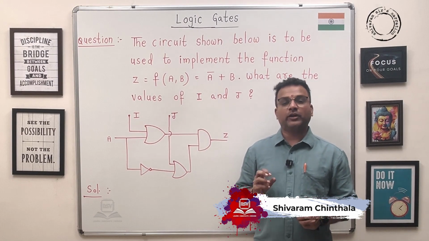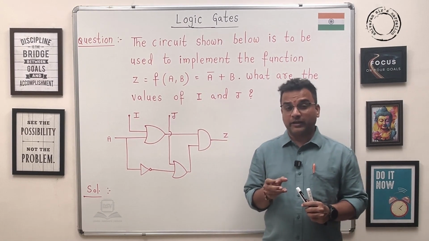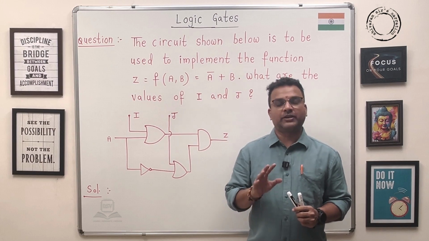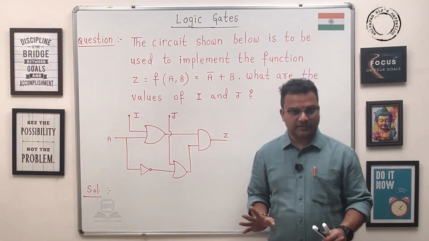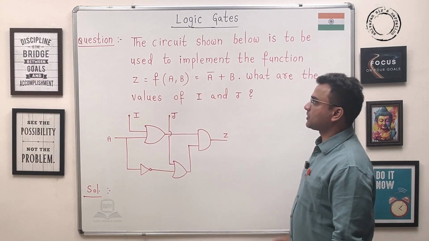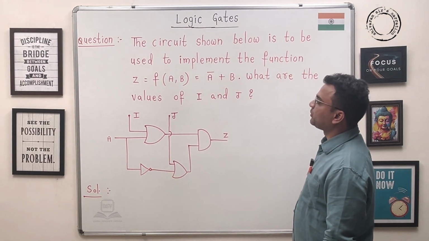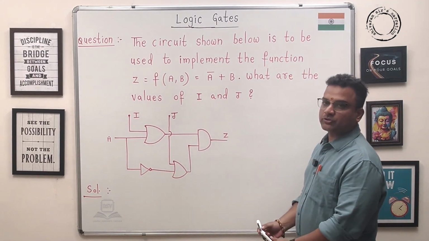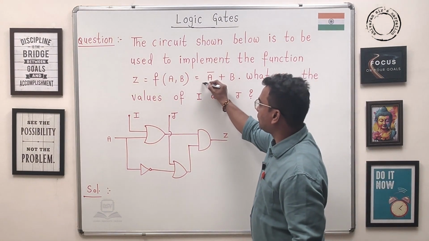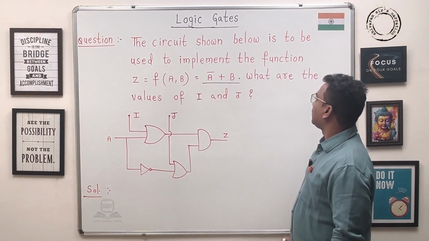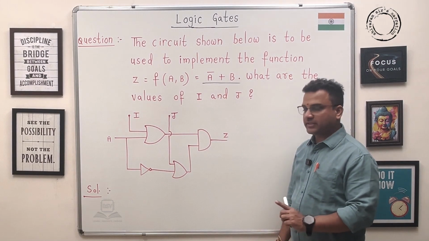In this video, we are going to discuss the calculation of inputs for a given output expression. Yes, without any delay, let's enter into the question. The circuit shown below is used to implement the function z = f(a, b) = a bar + b. What are the values of I and j?